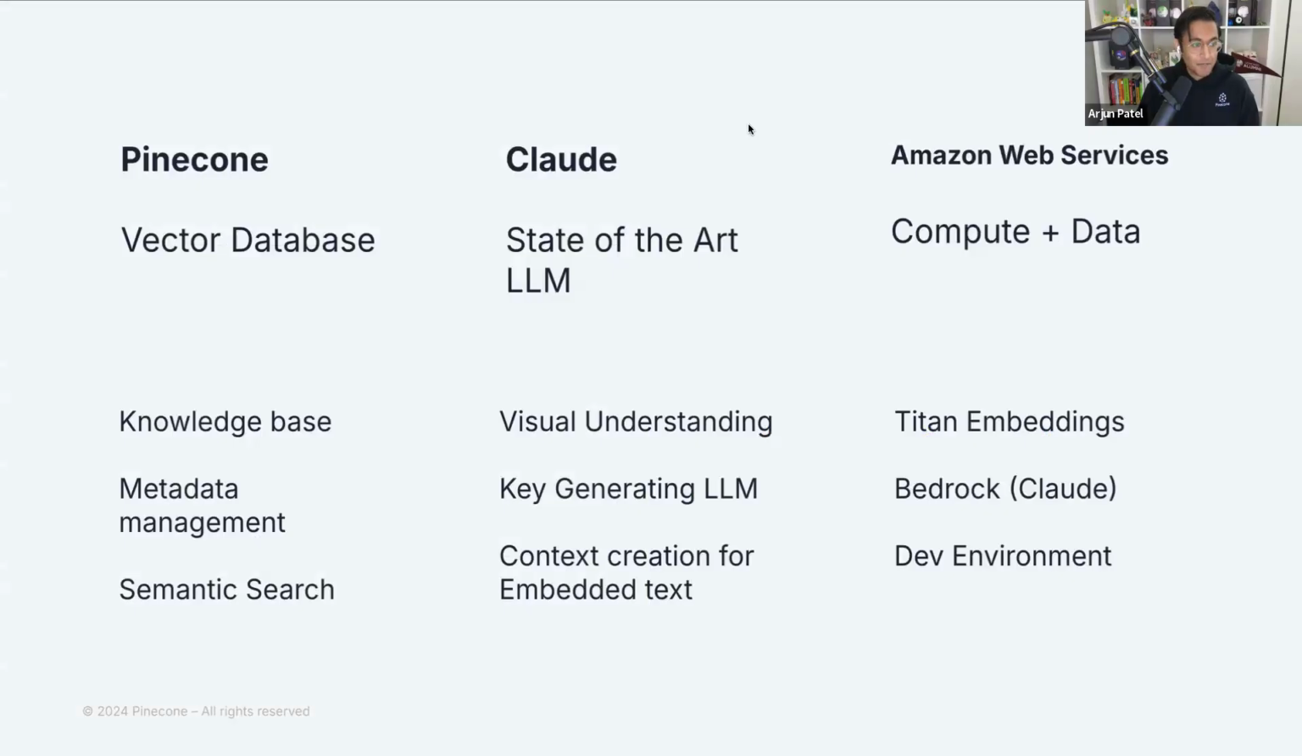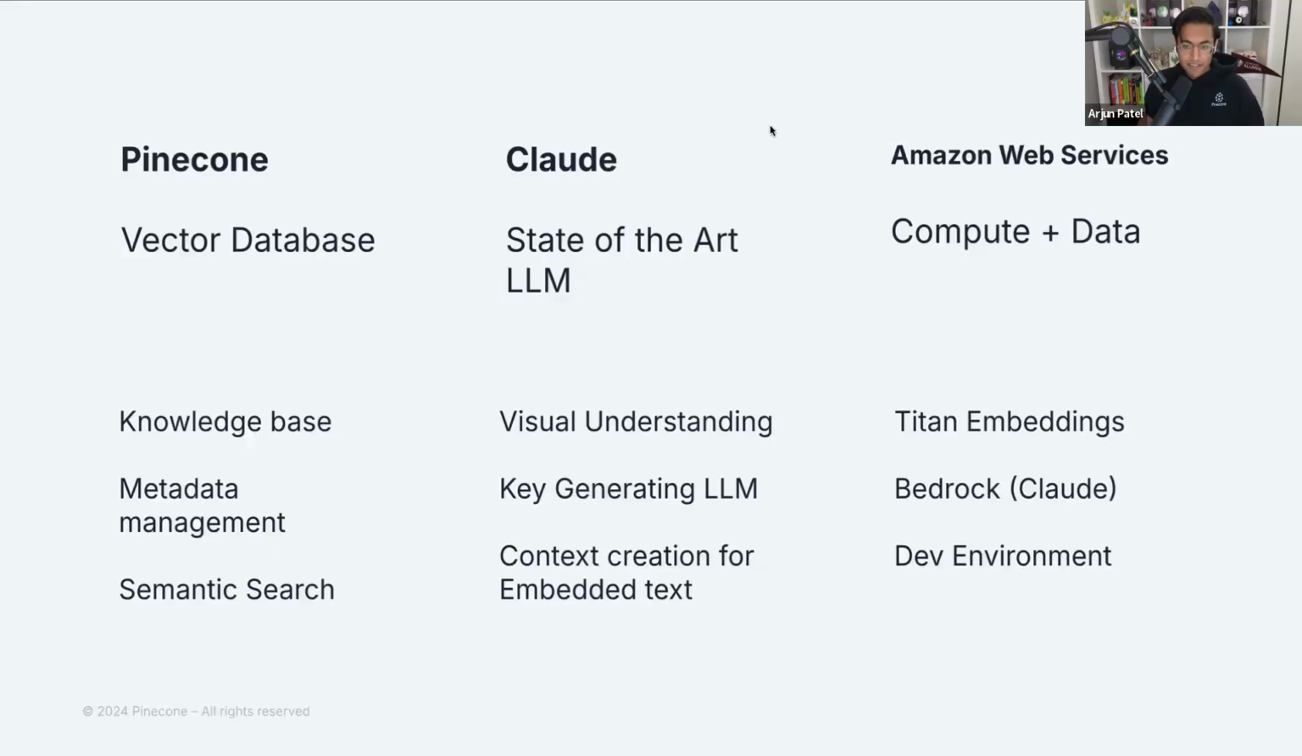Great, so how do we actually go about incorporating this information, and how are we using our stack? We're going to use Pinecone as our vector database, which is going to be our knowledge base, the place where we put our metadata, and the place where we do our semantic search for that first part of the RAG workflow. Secondly, we're going to use Claude, which is going to be our state-of-the-art LLM. It has visual understanding, which will help us pre-process the data. It's going to be our key generating LLM, which is going to help us create that final response in the RAG workflow. And it'll create the context that's needed to embed the data in a contextual manner.